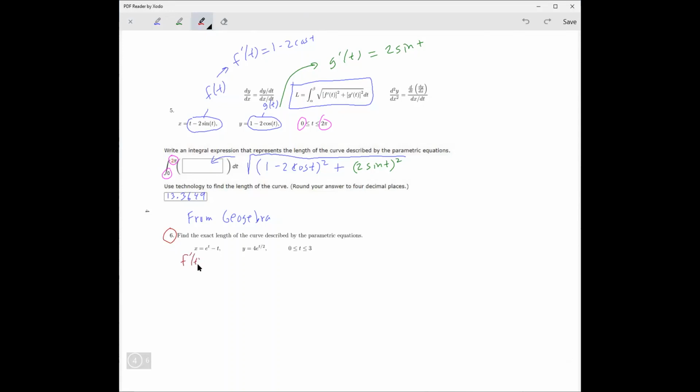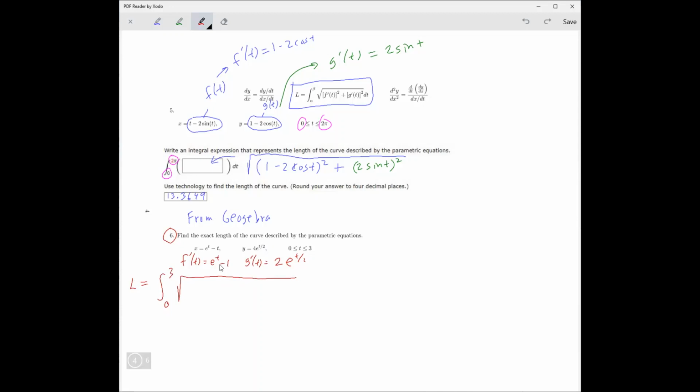And f prime of t, here's f, so f prime is going to be e to the t minus 1. g prime of t, the derivative of e to the t over 2 is just e to the t over 2 times the derivative of t over 2, which is 1/2. So that's going to be 2 e to the t over 2. So just plug everything in. It should be straightforward. So 0 to 3 will be the limits of integration from here.